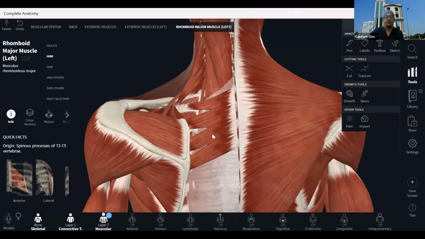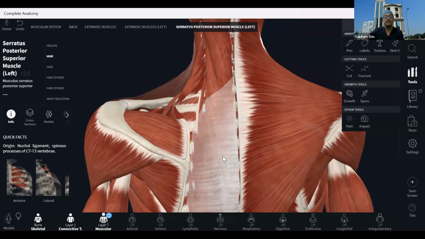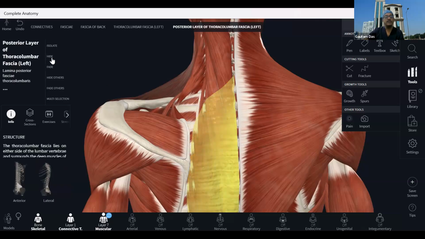This is your serratus posterior superior. There are two serratus posterior. Serratus anterior is here. Serratus posterior, one is here, another is below. So this is your serratus posterior superior. If I am removing this muscle also, then comes the posterior layer of the thoracolumbar fascia.